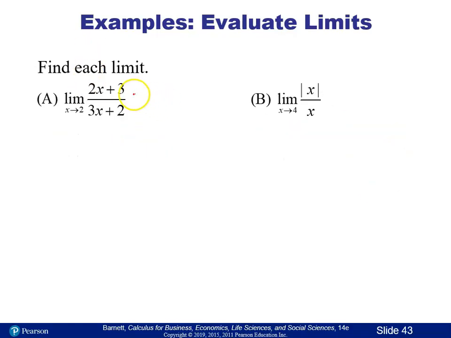Okay, so on some like this, these are rational functions. As long as we're not evaluating the limit as it approaches the value that makes the denominator 0, we're fine to just plug in. So this would be 2 times 2 plus 3 over 3 times 2 plus 2. So 4 plus 3 would be 7, and 6 plus 2 would be 8. So 7 over 8.